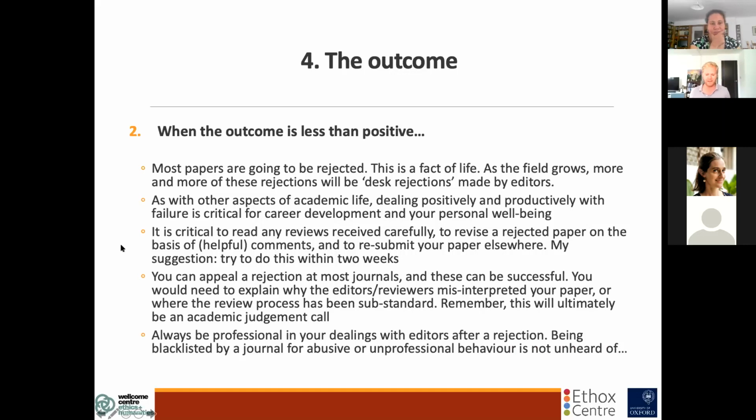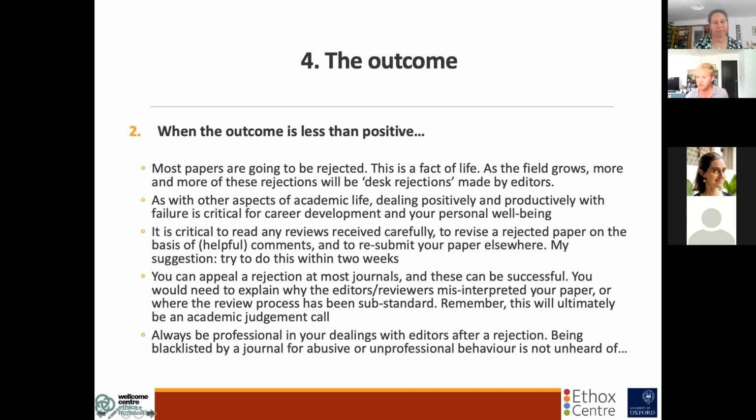And finally, you can appeal a rejection at most journals, at least. So you can say to the editor, I want to appeal that you've rejected my paper. And it can be successful. The editors take these very seriously. You have to explain either why the editors or the reviewers have misinterpreted your paper or where the review process has been substandard. Ultimately, it's an academic judgment call, and you can only go so far. You don't want to keep pushing back because you're going to annoy people if you do that. But editors will be responsive to well-reasoned claims that the reviewer has been inadequate or something critical has been missed or you've been unfairly treated in the review process.